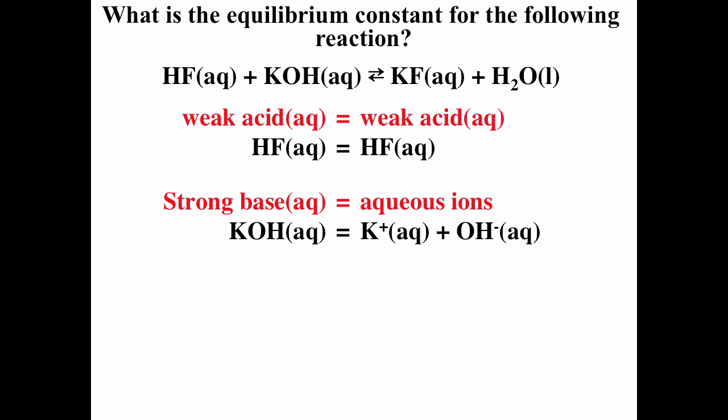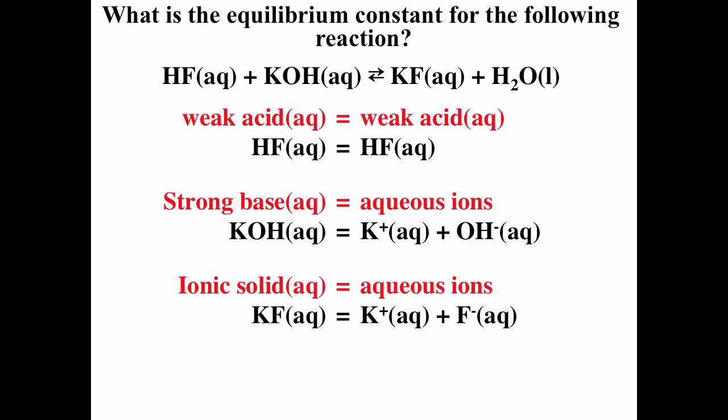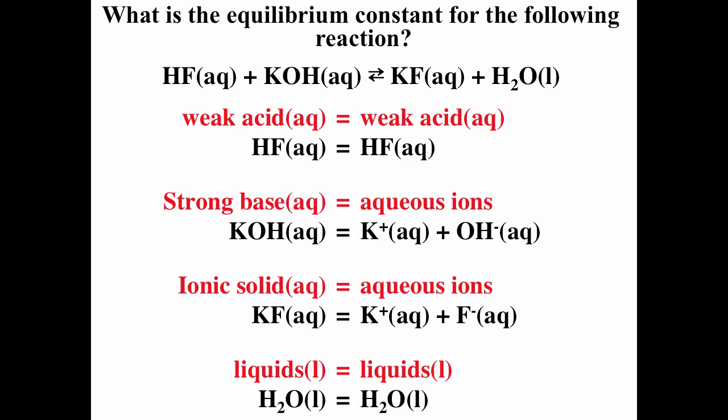In a bottle of KOH, you have potassium and hydroxide ions. You do not have KOH molecules. KF looks like an ionic solid aqueous, so that means if I have a 1 molar bottle of potassium fluoride, I actually have 1 molar potassium ions and 1 molar fluoride ions. And then the liquid does not break apart.